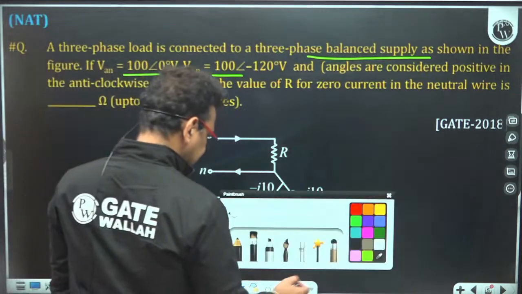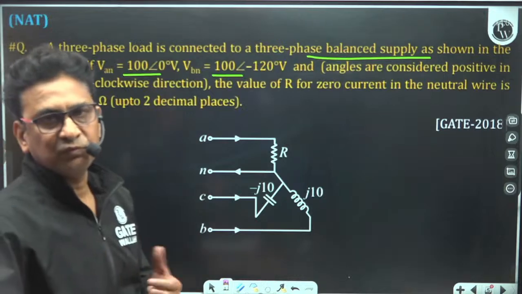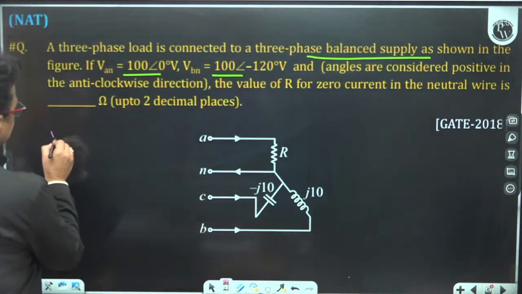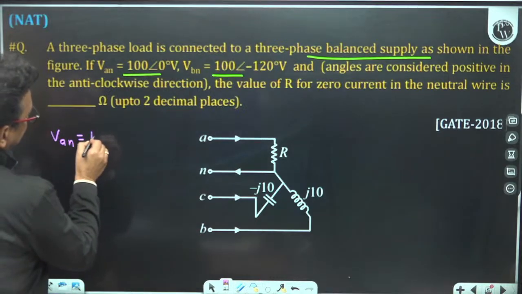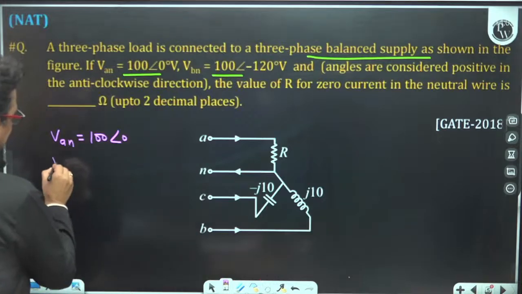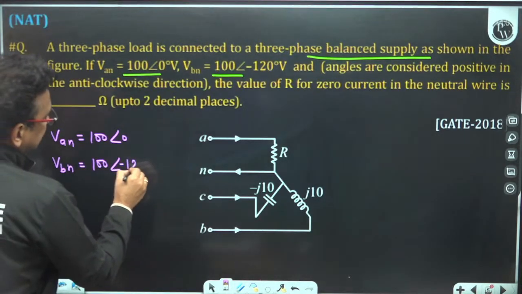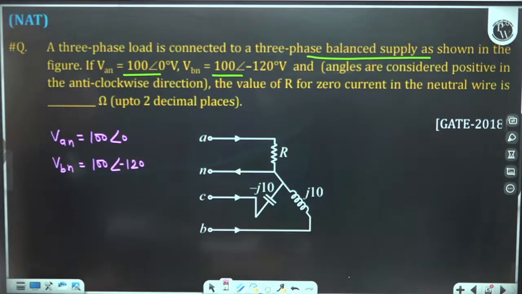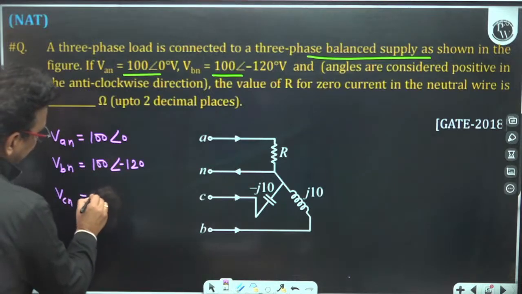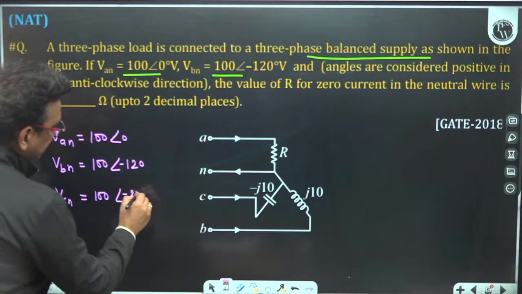Balanced supply means the magnitude of all three voltages will be equal and there will be a 120 degree phase difference between them. So VAN is 100 angle 0 degree. The phase sequence is A, B and C, so VBN is 100 angle minus 120 degree, that means the B phase voltage lags the A phase voltage by 120 degrees. The C phase voltage has equal magnitude, but it lags the B phase voltage again by 120 degrees, so it becomes minus 240 degrees.